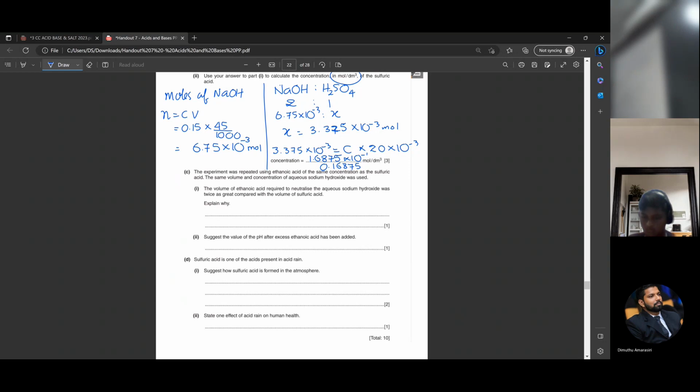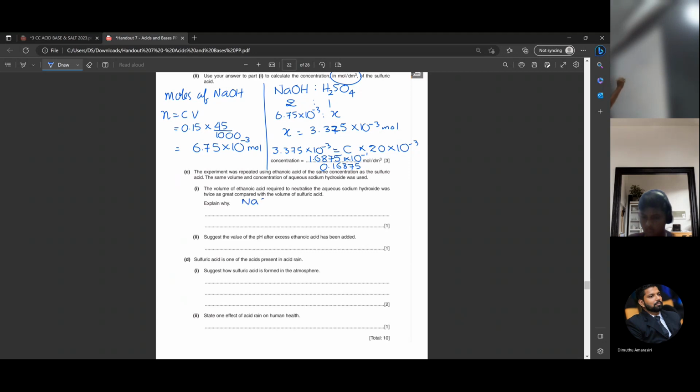Let's look at the reason. Most of you write this is because ethanoic is a weak acid. That's not the answer. Whether it's a strong acid or weak acid doesn't matter for a neutralization. Let me show you the reason.